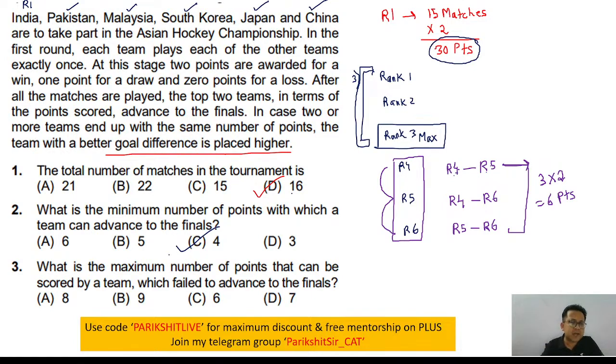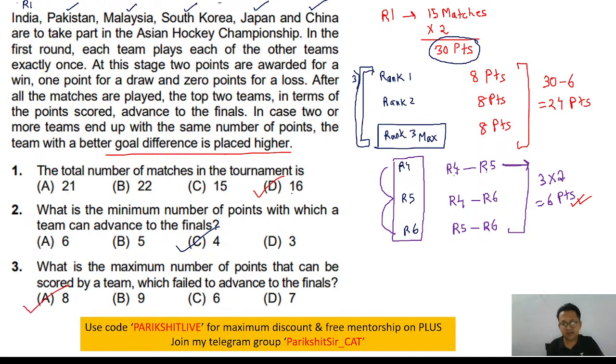Right? So how much are the remaining points at this stage? Forget these 6 points. Can I say remaining points are 30 minus these 6 points, which I cannot give to rank 1, rank 2, and rank 3? So 30 minus 6, 24 points. These 24 points can be equally distributed among these three teams. So 24 divided by 3, it could be 8 points each. That's it. Answer is 8.